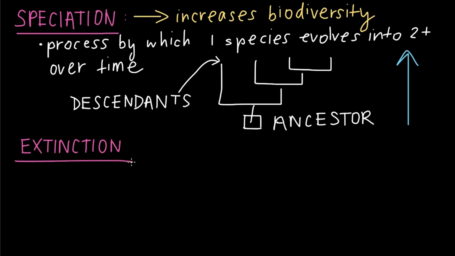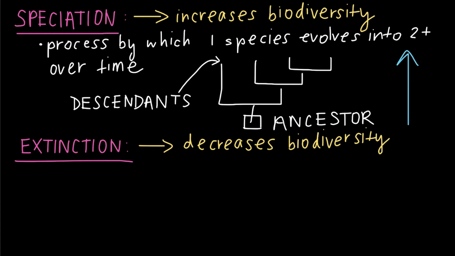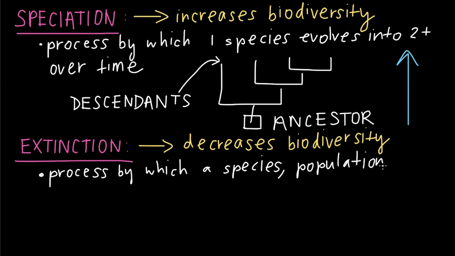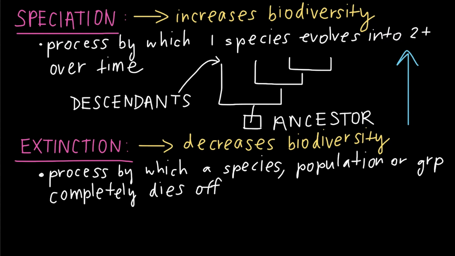Now, on the flip side, extinction decreases biodiversity. So extinction is the process by which a species, population, or some other group of organisms completely dies off. Extinction can also decrease biodiversity at multiple levels. For example, if a population goes extinct, the genetic variants present in that population are no longer part of that species' gene pool. And if a species goes extinct, then that species' ecological niche is no longer fulfilled in an ecosystem. Unfortunately, extinctions are irreversible, resulting in a permanent loss of diversity from our planet.